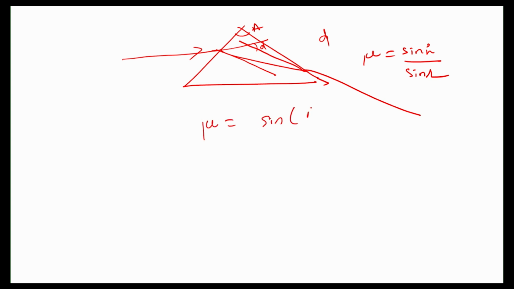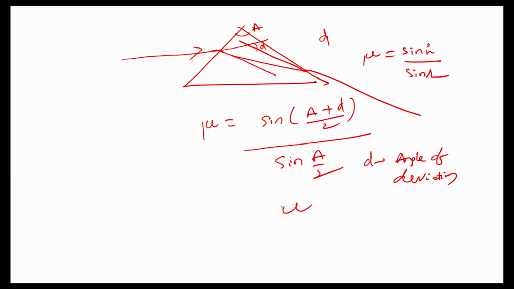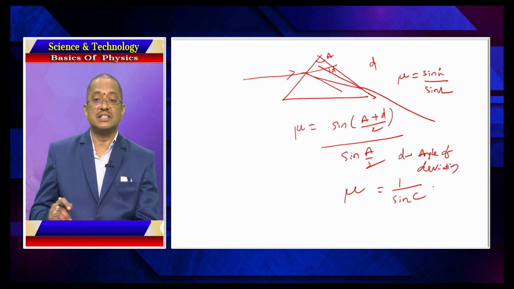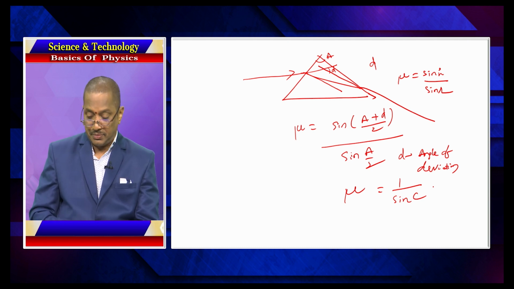Okay. So mu is equal to sin i by sin r, and here you can say mu is equal to sin of (A plus D) by 2 by sin A by 2. Here A is the angle of prism and D is the angle of deviation. And sometimes mu is equal to 1 by sin C. C is called the critical angle. Mu is equal to 1 by sin C, and C is called the critical angle. This is also very important.